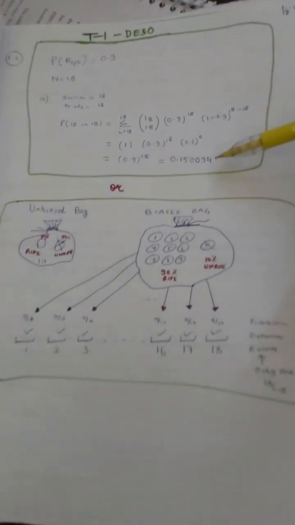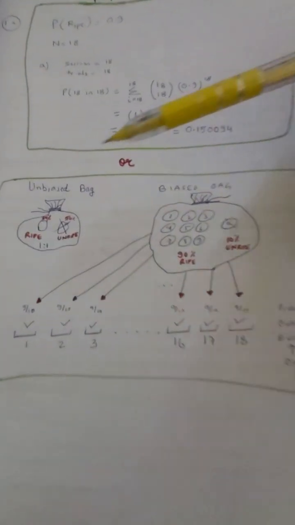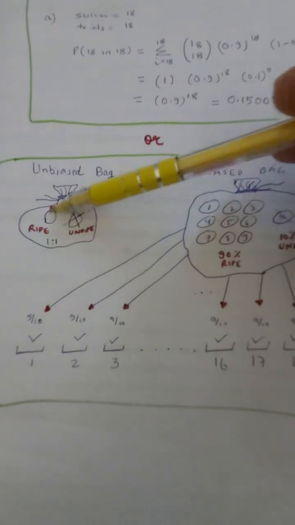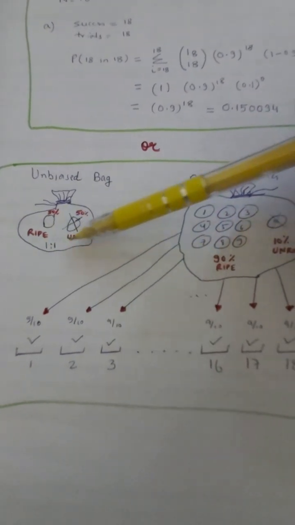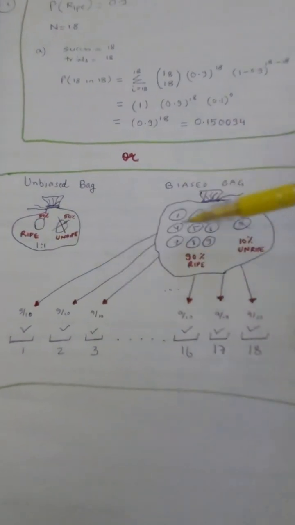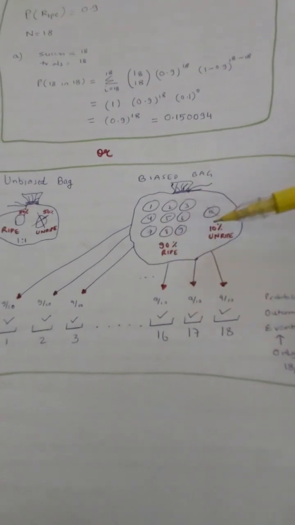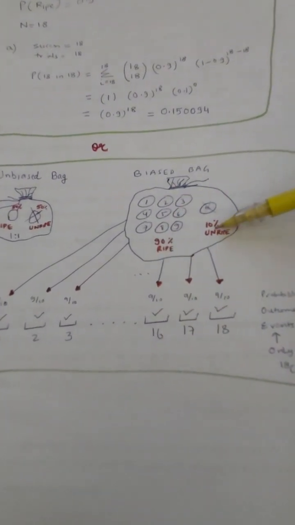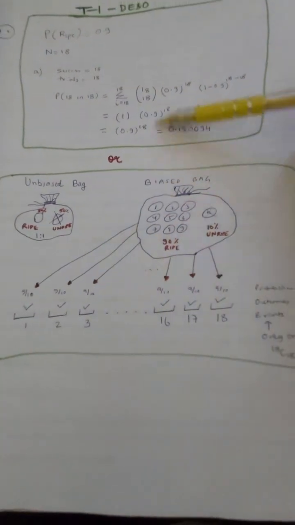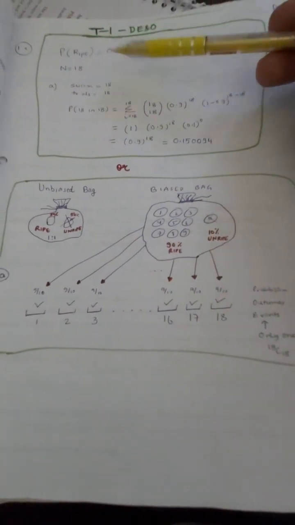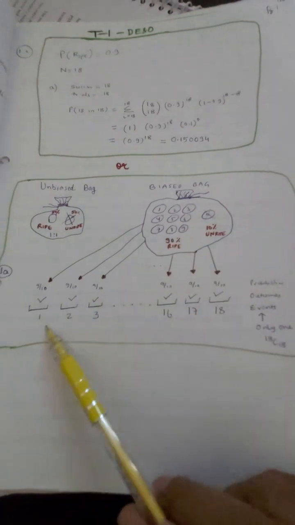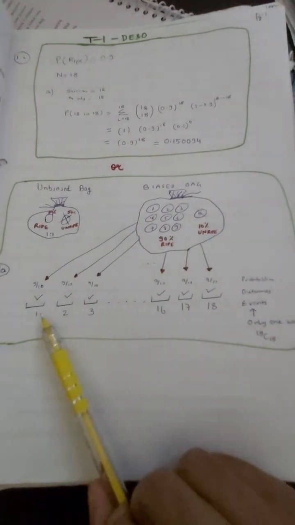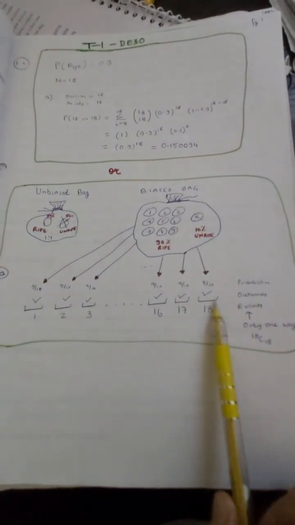But now we have learned another concept in which we have biasing. The unbiased case would be 50% ripe, 50% unripe. But here the case is that 90% are ripe. So out of 10, let us say 9 are ripe and 1 is unripe, so 90% and 10%, the same case as given in the question. When we want all of them ripe, 0.9 probability to the power 18 will give you the answer.